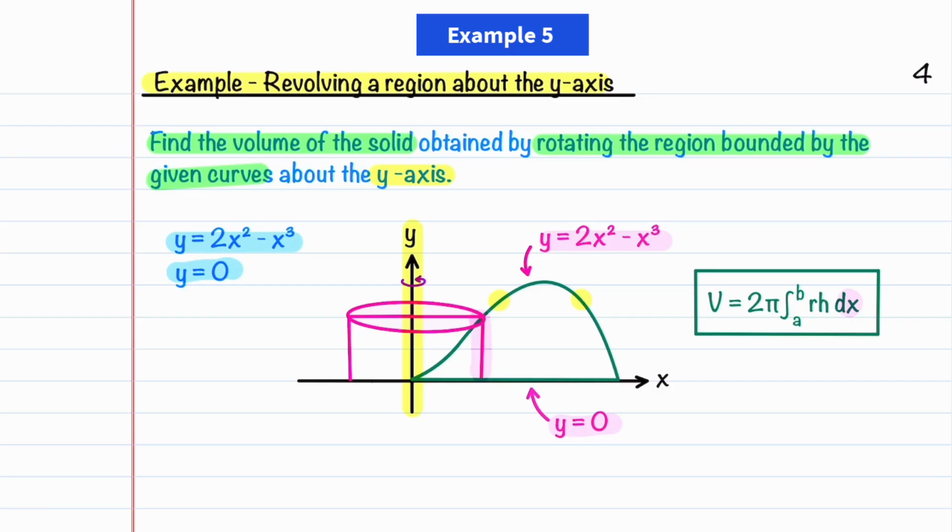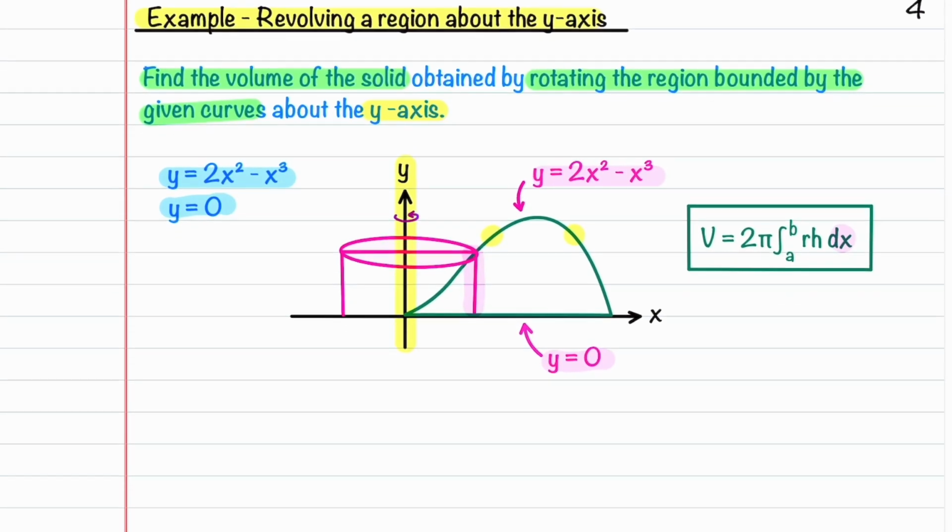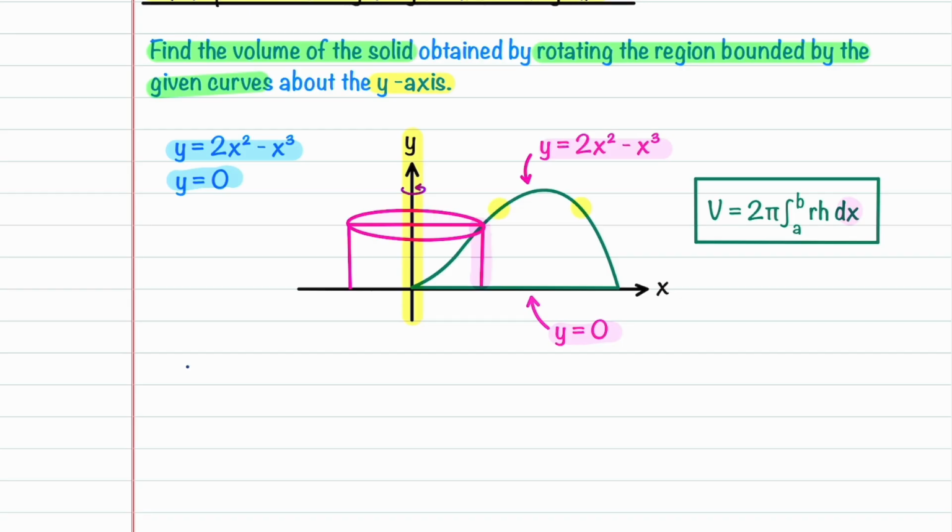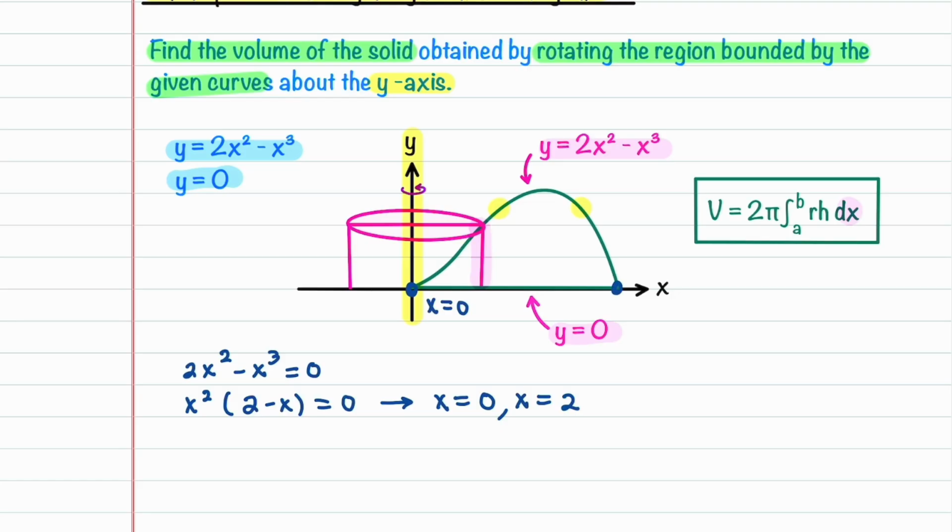which means the first thing that we need to do is find the x values for the points of intersection. To do that, we just have to set the curves equal to each other. So we're going to say 2x squared minus x cubed is equal to 0. We can factor out an x squared, and that leaves us with 2 minus x is equal to 0. And we can see then that x is equal to 0 and x is equal to 2. Let's mark these on our graph. Here we have x is equal to 0, and here we have x is equal to 2. So those are going to be our limits of integration.